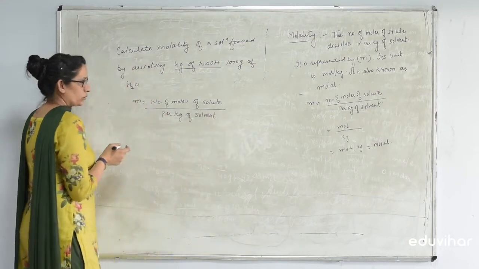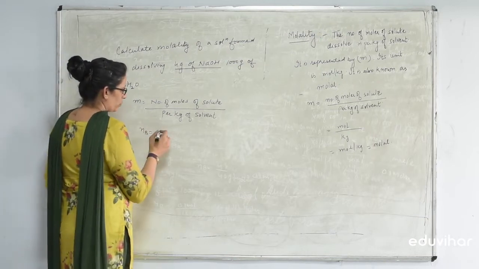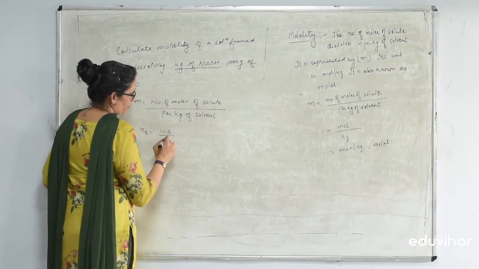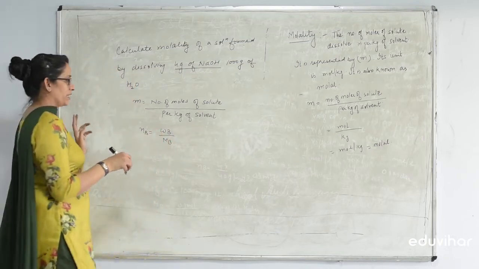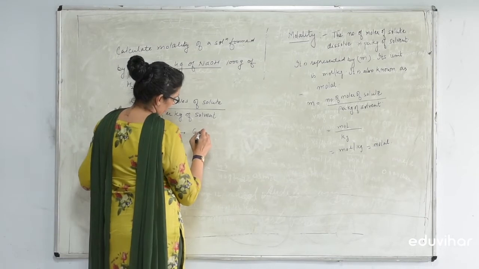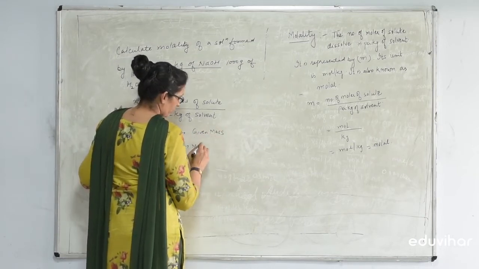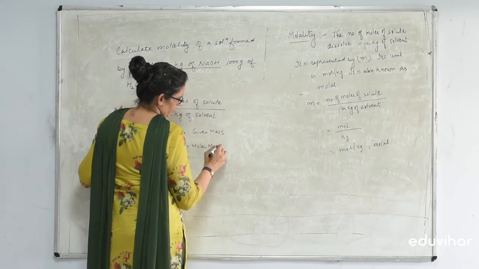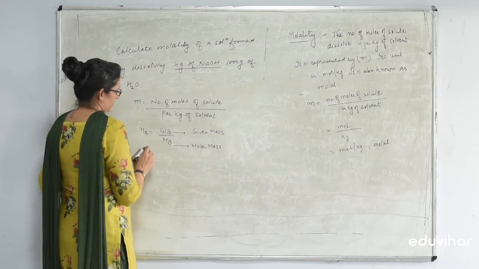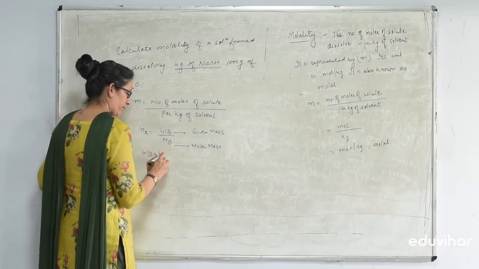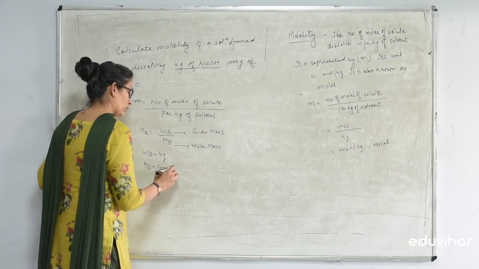How can we calculate the number of moles of solute? Everyone knows that Nb is equal to Wb upon Mb. Wb is the given mass, and Mb is the molar mass. Wb is 4 gram, and Mb is, everyone knows, 40 gram per mole.